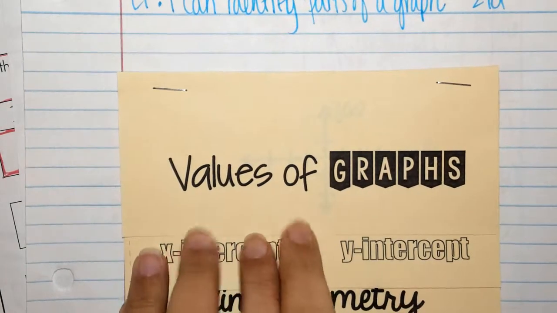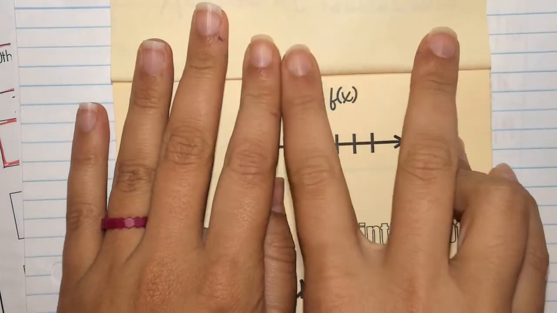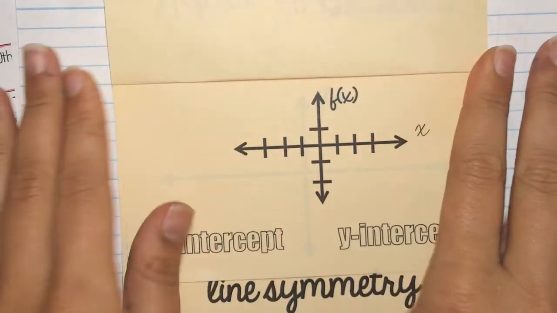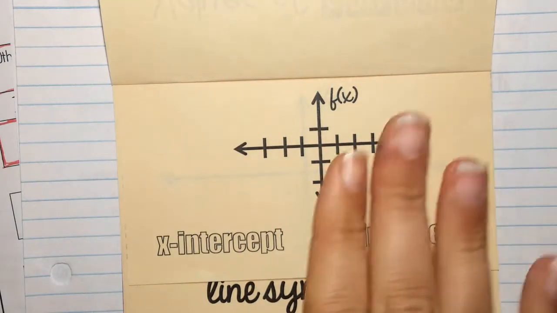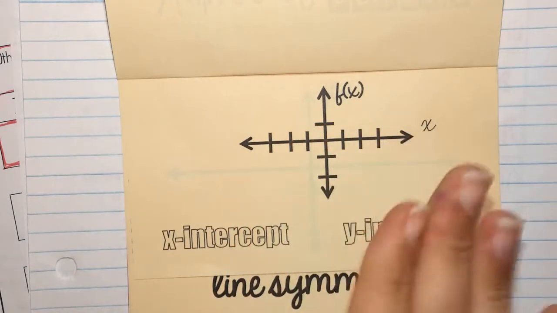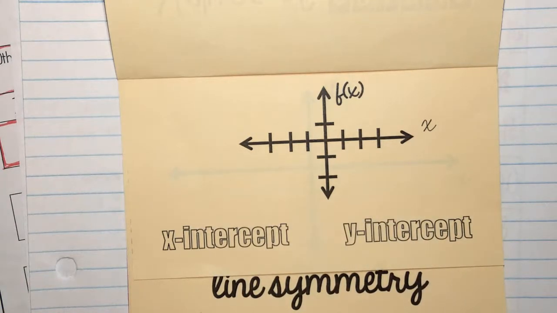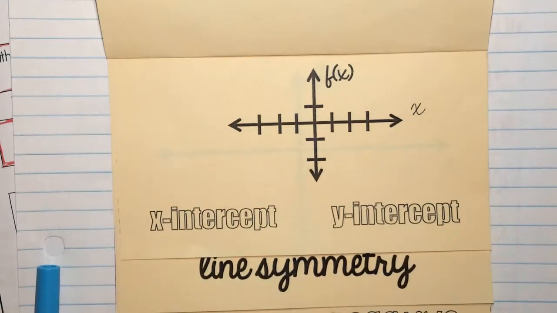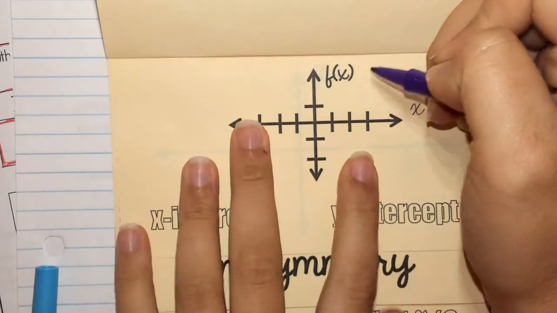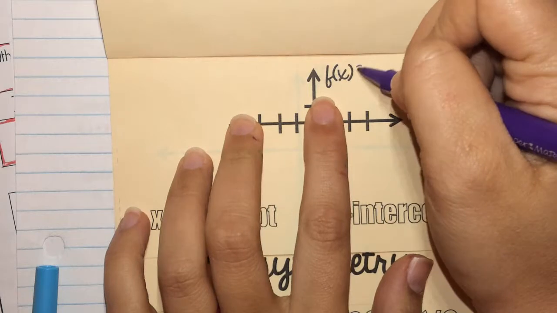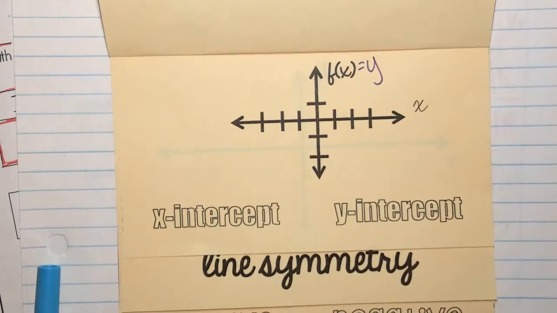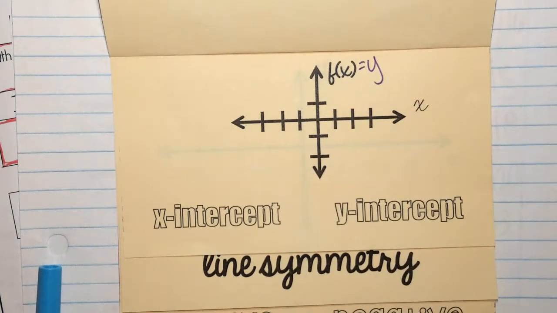Alright, so values of graphs. So let's open this. The first thing that we're going to do today is we're going to talk about x and y intercepts. So we're going to draw a function on here, and we're going to identify what the x-intercept is and what the y-intercept is. Now, x-intercept is when it crosses which axis? The x-axis, because it says x-intercept. And y-intercept crosses which axis? The y-axis. And notice that they labeled our y-axis as f of x. It's the same thing. Isn't it magic?